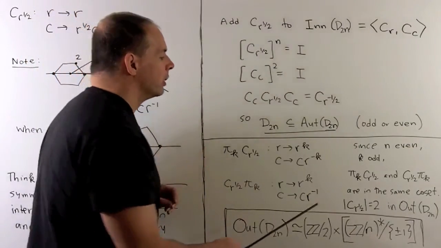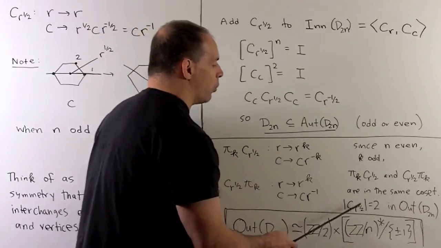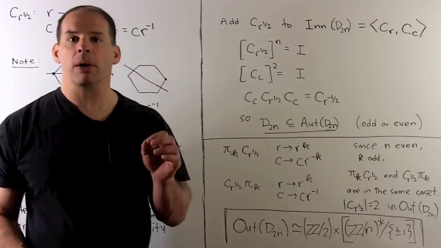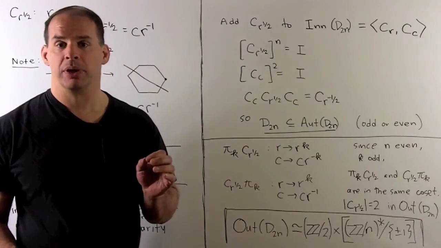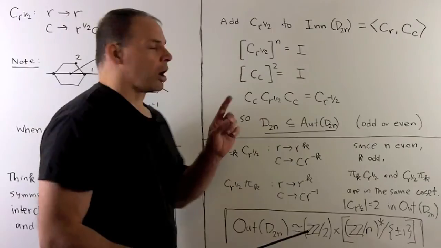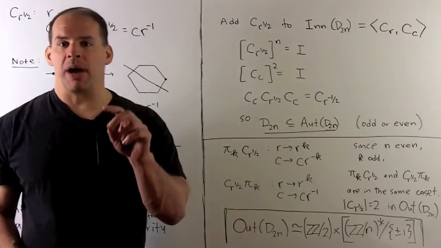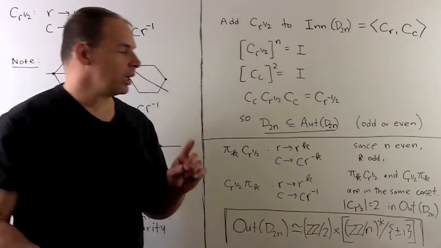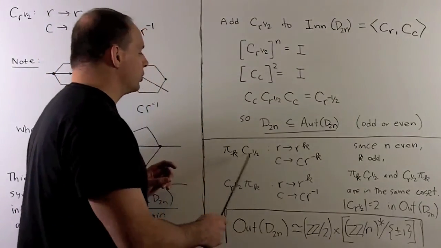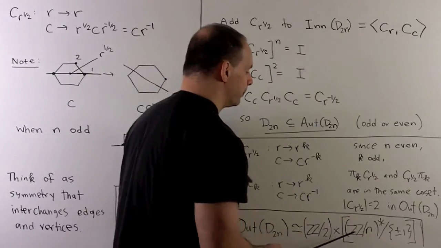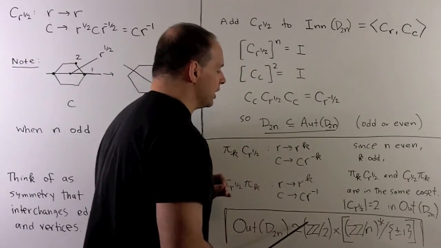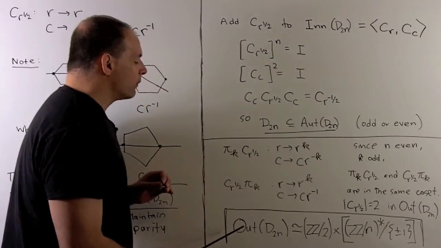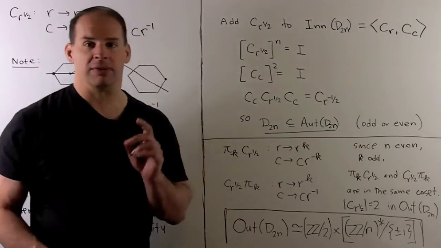Also note, conjugation by r to the 1/2 in Alt G has order 2. If we square it, we get C sub r, which is an inner automorphism. So we're taking our subgroup H, modded out by plus minus 1, adding in an element of order 2. Because this element of order 2 commutes with this other group, we're going to get a direct product of Z mod 2 with what we had before. So that describes outer automorphisms of D sub 2n when n is even.